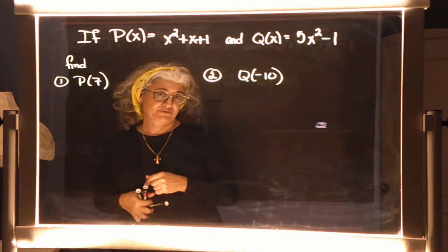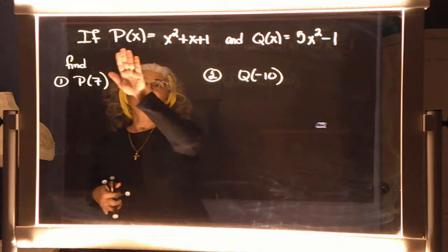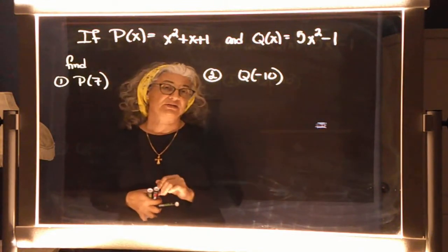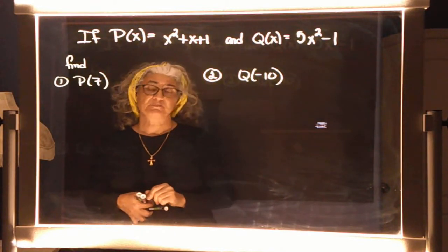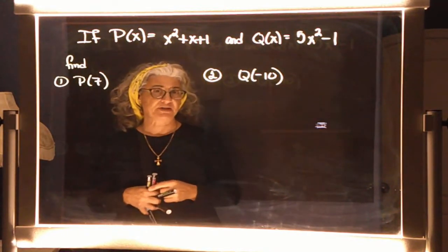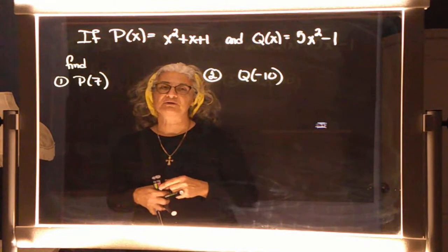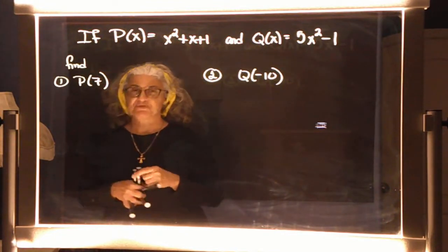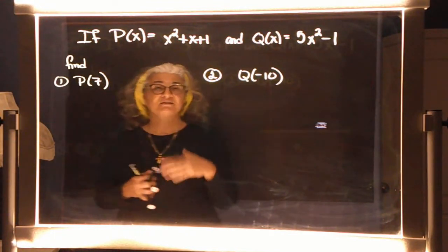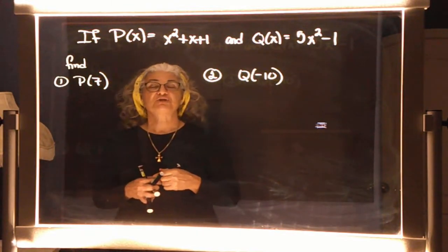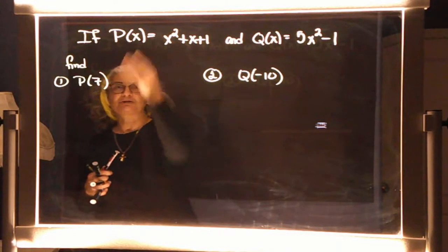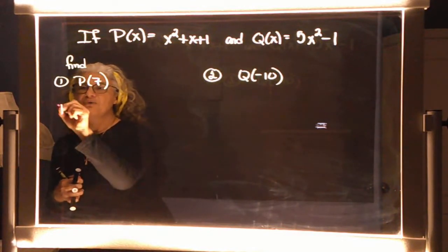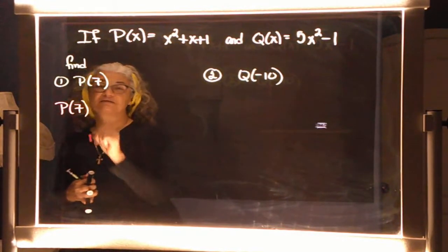Okay, so here's a blast from the past for us. They say if p of x equals x squared plus x plus 1, and q of x equals 5x squared minus 1, they'd like us to work these two problems out. We've seen this before, so this should be nothing new for us. So let's take a look at the first one. They say find p of 7. So which function do I look at? The p or the q? Yeah, we're going to look at the function p. So they want p of 7, right?